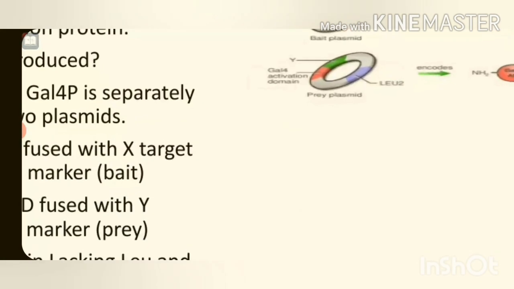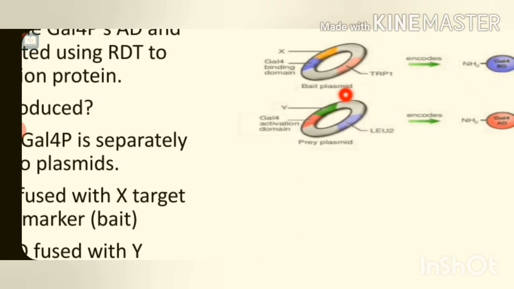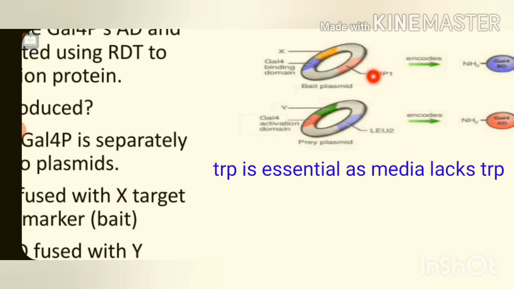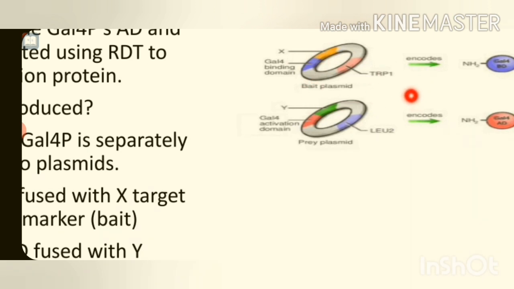Here it is shown, the plasmid called the bait plasmid, containing the X target protein and the GAL4 DNA binding domain. This plasmid also contains a marker, that is the tryptophan marker, which is useful for the screening process. Next, this plasmid is plated on a media that lacks tryptophan. So only the cells that took up this plasmid with the tryptophan marker will survive on that media. So those plasmids are screened by this process.